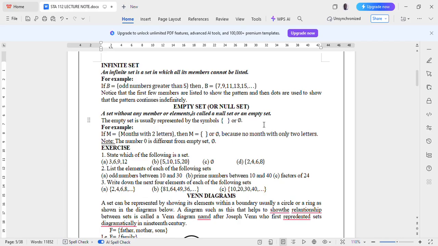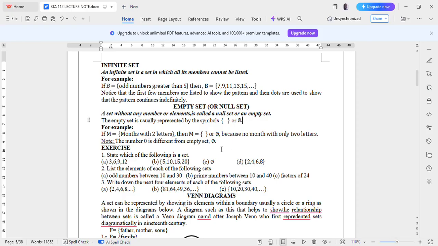Which is May, and so there is no month of the year that starts with it. So such a set is an empty set. So this is what you are going to do: M is this, open and close a curly bracket, or use the symbol 5 to represent it. Because there is no month with only 2 letters, note that the number 0 is different from an empty set.